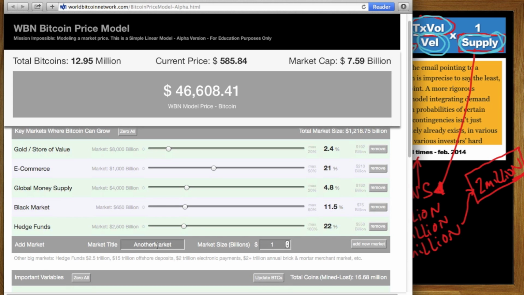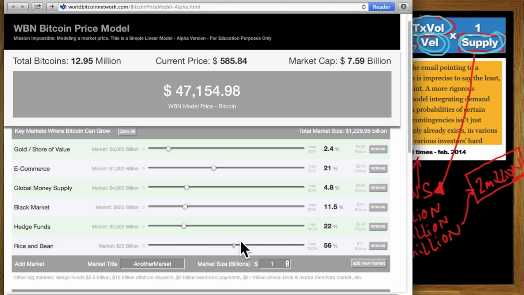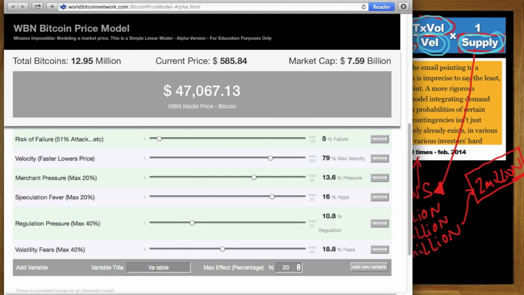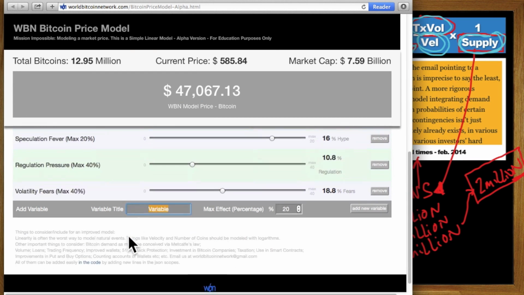And similarly, you could add another market. You could say maybe it'll take over the rice and bean market, okay? And say that's a, I don't know, $20 billion market. You can add that as well, okay? And that will have its effect over here. And the same with these variables down here. Okay, so you can add variables that you might think are more important than the ones up here.